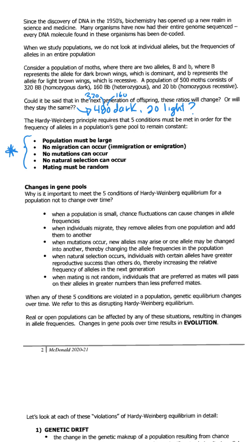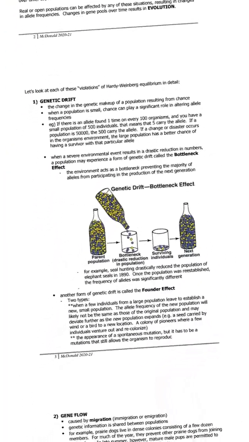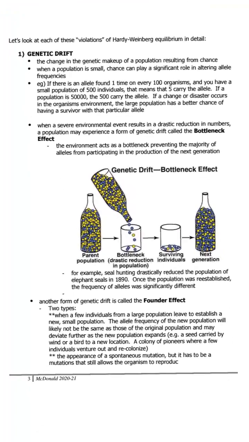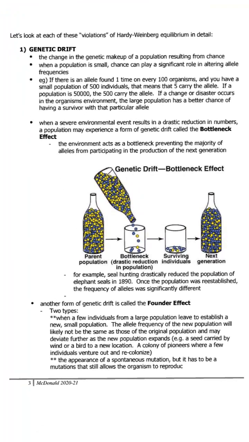So if we think about them individually, I'm just going to pop over to the next page here. We do need to know a couple terms relating to this. When we look at the violations of Hardy-Weinberg, that first one that has to do with the population being small can cause what we call, in an overarching term, genetic drift. So if the population is small, changes that occur by chance are going to affect a smaller population more than they would affect a larger population.